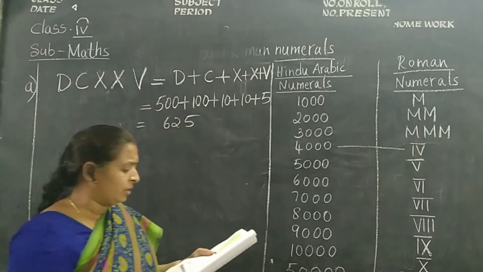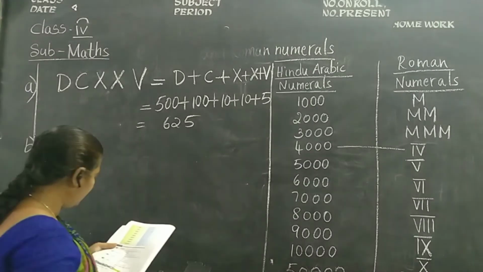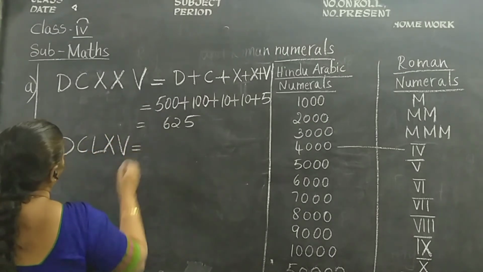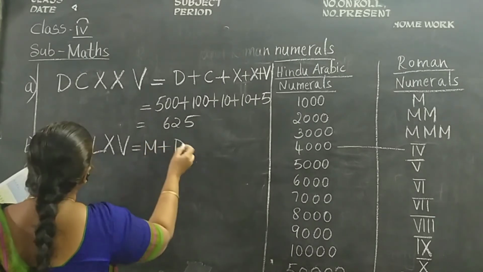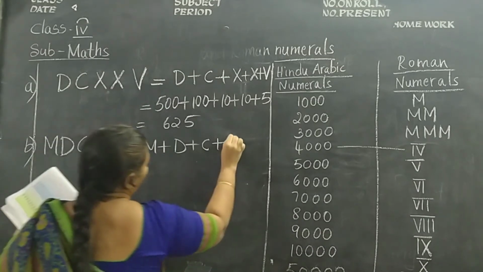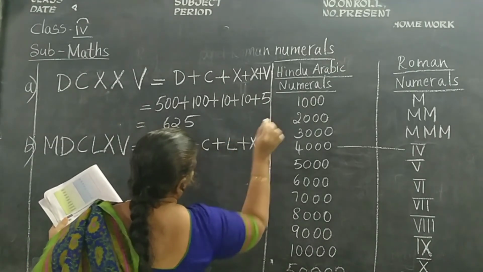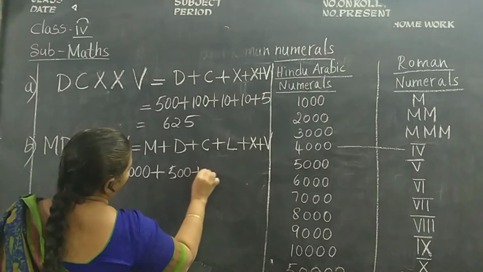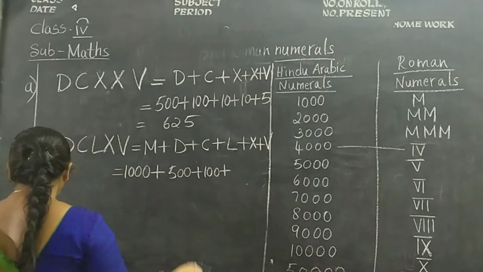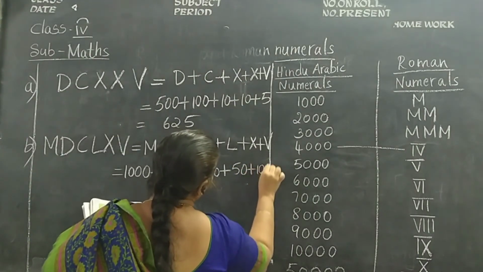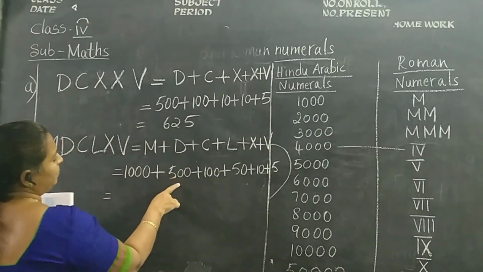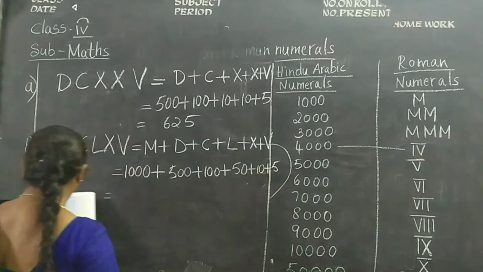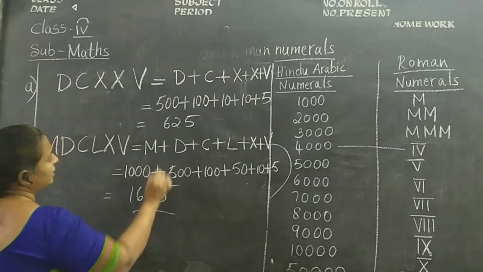Like this we should expand the Roman numeral. Then the second one, see children: M, D, C, L, X, V. This one also, what we should do: M plus D plus C plus L plus X plus V. What is the value of M? 1000 plus D 500 plus C 100 plus L 50 plus 10 plus 5. 1000 plus 500, 1500, and 100, 1600, 1650. 1650 plus 10 plus 5. What is the value, children? 1665.